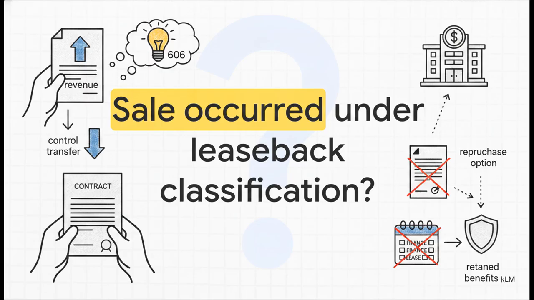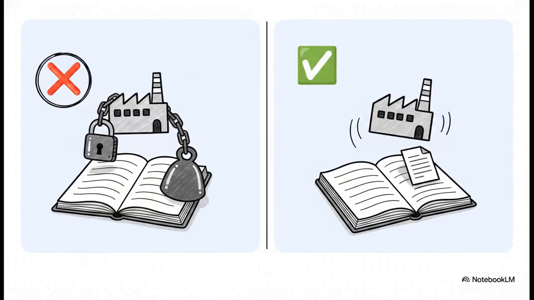If control hasn't transferred, a true sale has not occurred. And by the way, control automatically fails if the seller has a repurchase option or if the subsequent leaseback meets the criteria to be a finance lease. Why? Because if you are immediately taking back a finance lease, you are legally retaining substantially all the economic benefits of the asset. You never really gave up control in the first place. This leads to 2 very different outcomes. If control fails to transfer, you have what's called a failed sale. Do not derecognize the asset. The asset stays right there on the seller's books, and any cash received from the buyer is simply recorded as a financial liability. It is effectively a disguised loan, a financing arrangement, plain and simple.